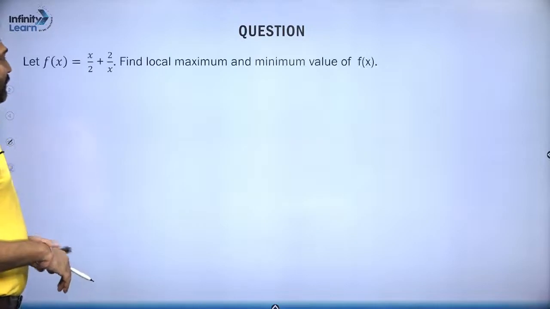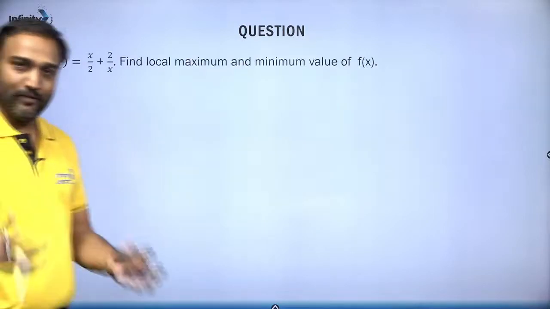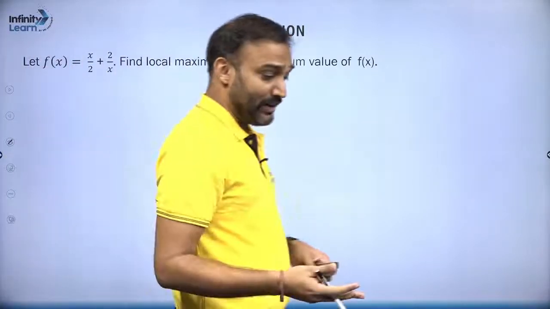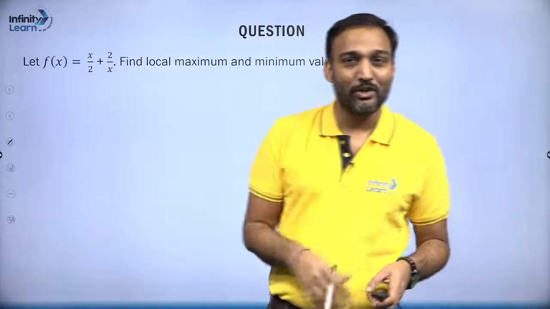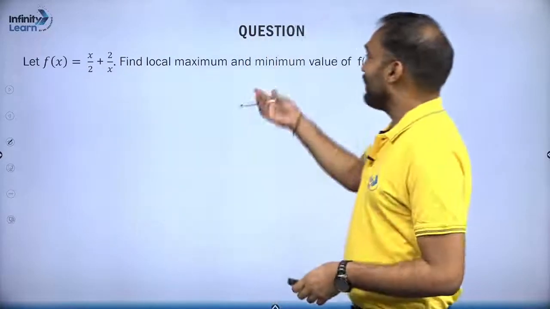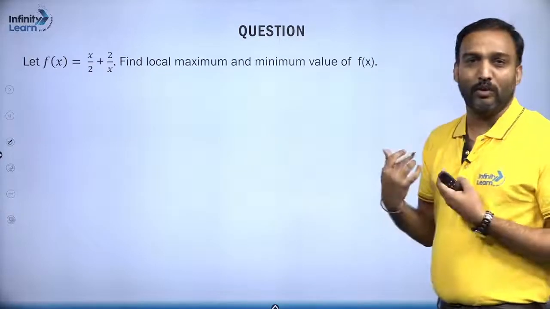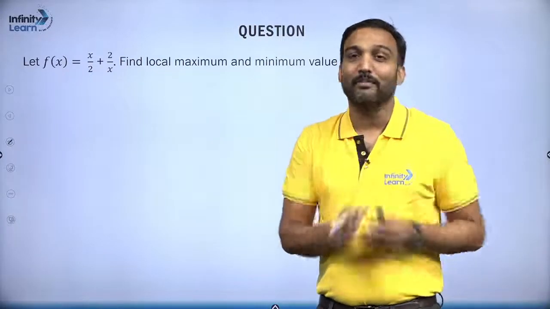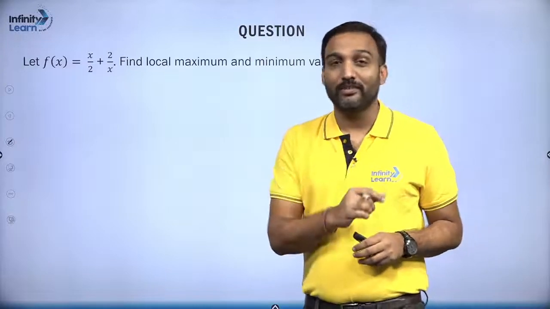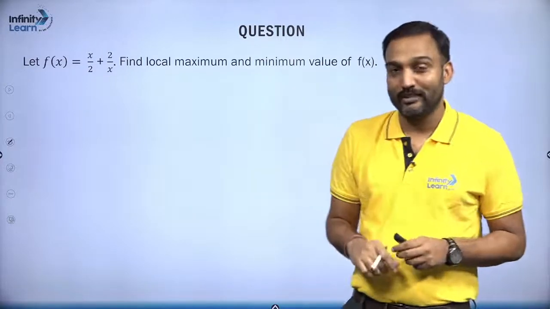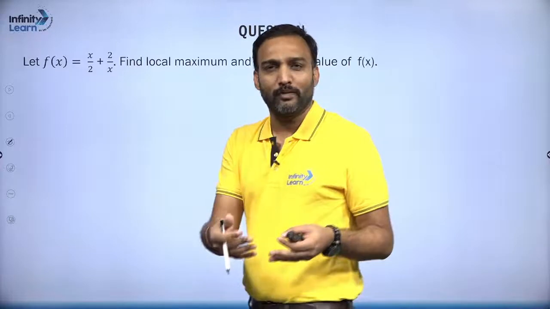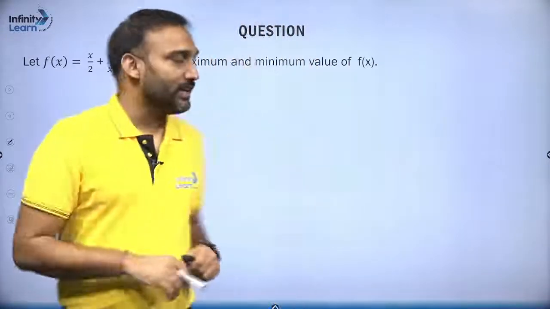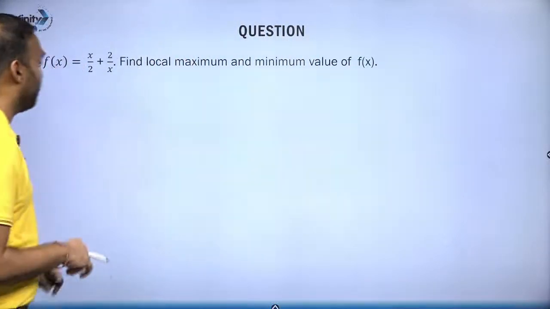So let us try another problem. Now over here I have a different function for you guys. f(x) is equal to x by 2 plus 2 by x. And the question says find out the local maxima and the minimum value for this particular function. Remember one thing, we are only finding out the local maxima and local minima. This is not the greatest value or the smallest value of the function. That we'll do in the later part of this particular workshop. Right now we are concentrating more on local maxima and local minima.